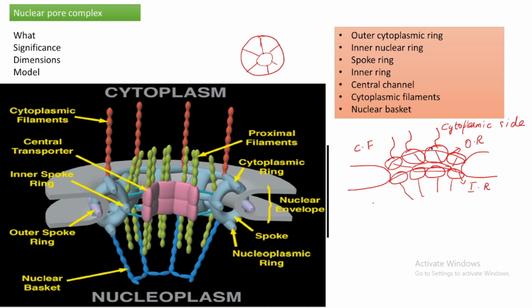These are called the nuclear filaments, and these nuclear filaments converge, join together and form a basket-like structure towards the inner side of this complex, and that basket-like structure is called the nuclear basket.